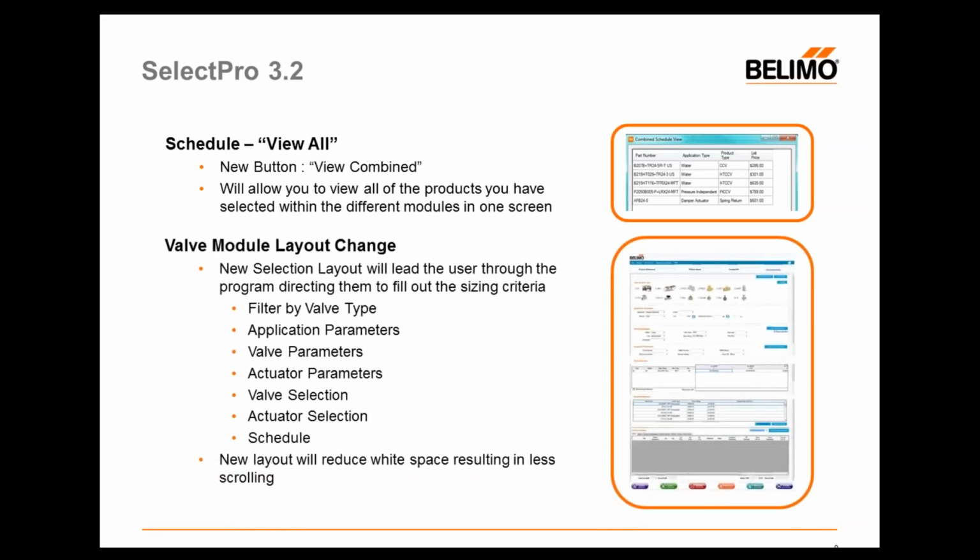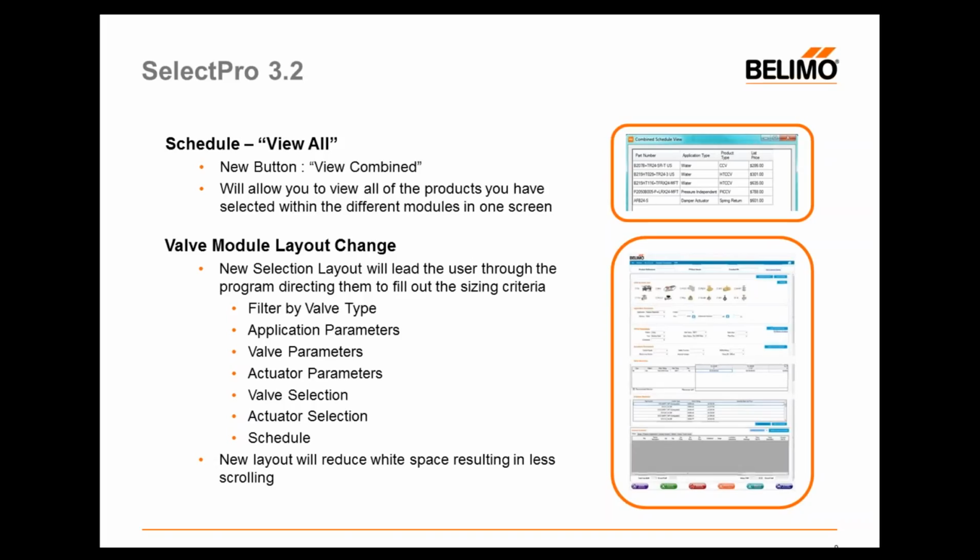And then we made a layout change just to the valve module in SelectPro, and this is a new selection layout that will lead the user through the program, directing them to fill out the sizing criteria. So for anyone new to the program or just isn't quite confident in making valve selections based on their information, this leads you from the top to the bottom. Before, it used to show valve parameter and then valve selection. So you'd enter your valve parameters and then you would choose your valve, and then you would enter your actuator parameters, and then you would choose your actuator. What this does now is it puts all the parameters at the top of the screen.